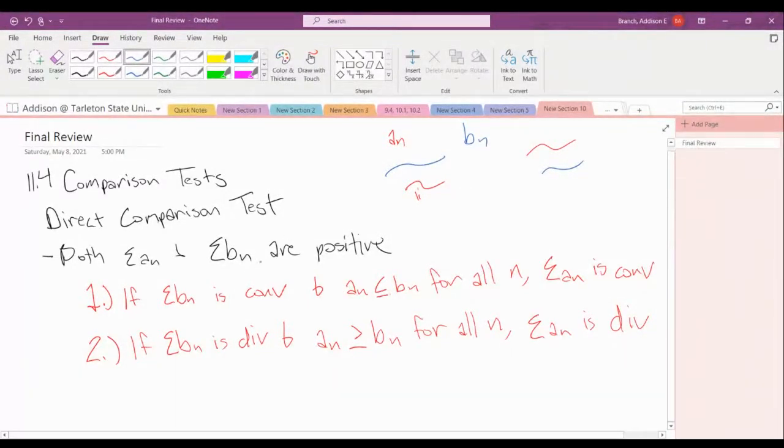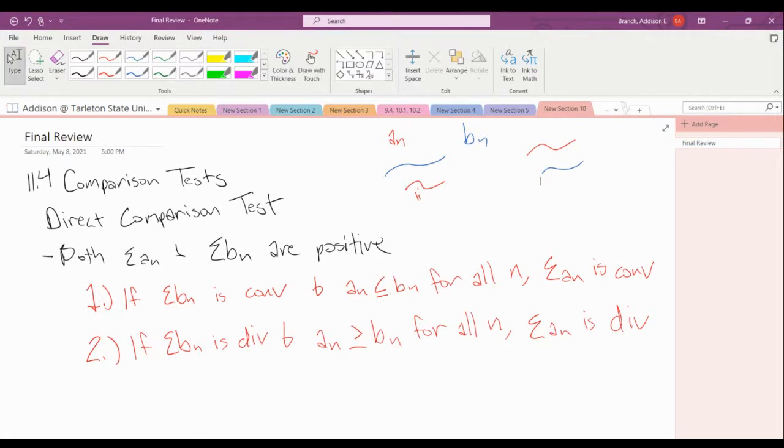For example, if we know that a_n is less than b_n and b_n is divergent, then you can't apply the test, because if b_n is the bigger one, it doesn't matter if it's infinity. That doesn't tell us anything about a. We just know it's smaller, so it could be a smaller infinity or it could be a finite number. That just doesn't tell us anything. So just don't swap places on some of these.